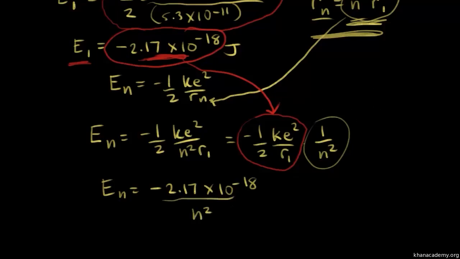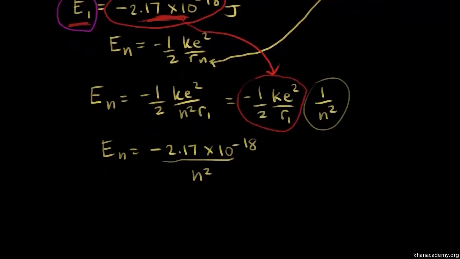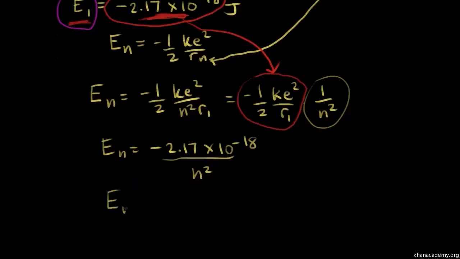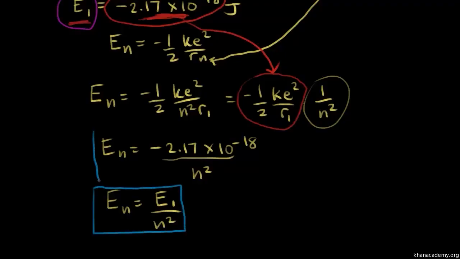And then we could write it in a slightly different way. Since that's equal to E1, we could just make it look even shorter here. We could just say that the energy at energy level n is equal to the energy associated with the first energy level divided by n squared. Either one of these is fine. So we could write it like this, or we could write it like this. It doesn't really matter which one you use, but we're going to be using these equations, or this equation, it's really the same equation, in the next video.